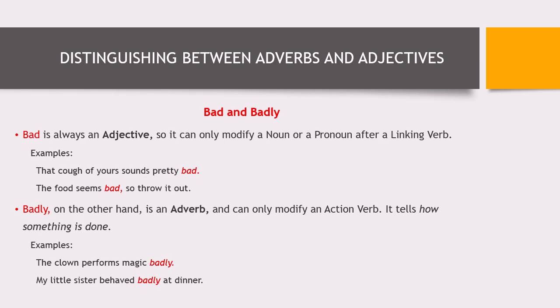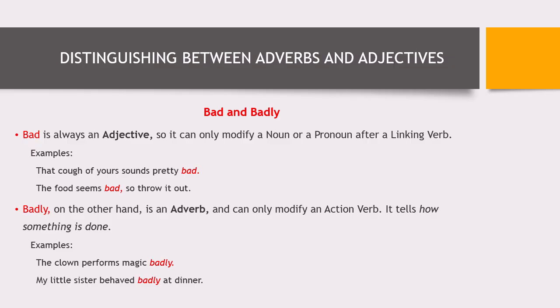Distinguishing between adverbs and adjectives. Bad and badly. Bad is always an adjective, so it can only modify a noun or a pronoun after a linking verb. Examples: that cough of yours sounds pretty bad. The food seems bad, so throw it out.